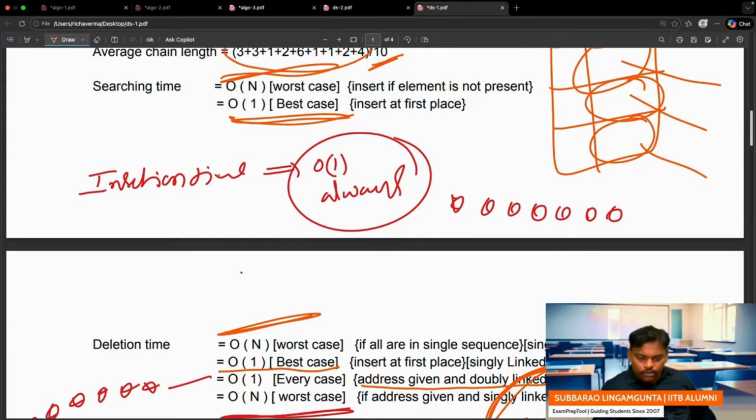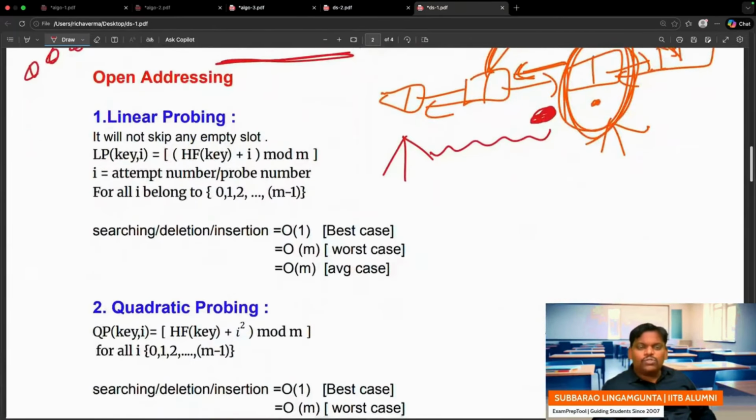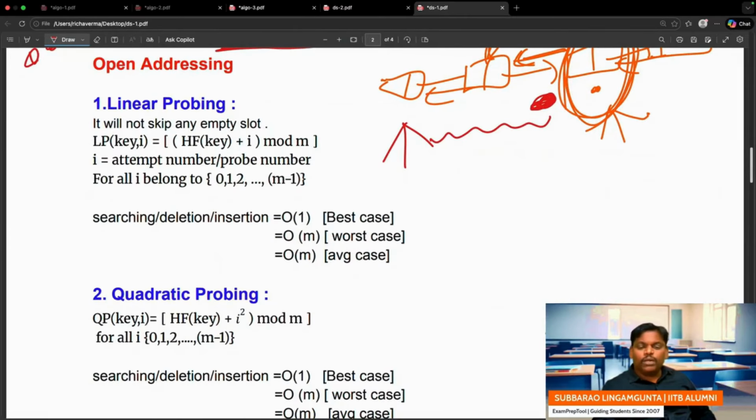Insertion time is order of 1 always. Okay, perfect. This is also okay. Let's go to open addressing.